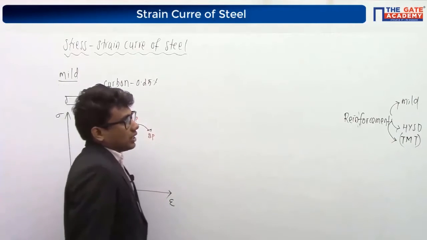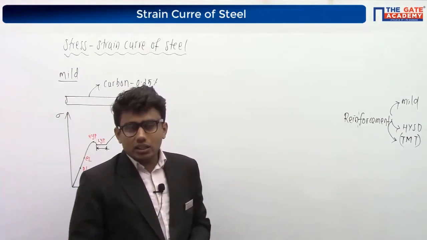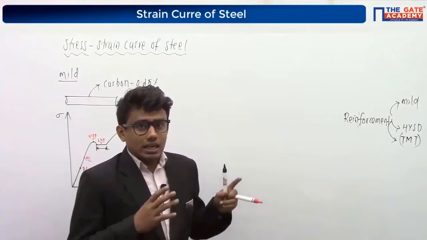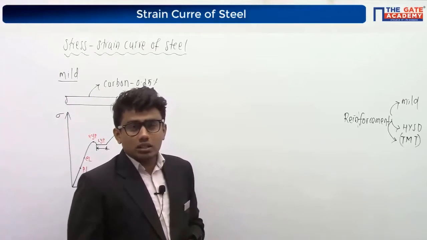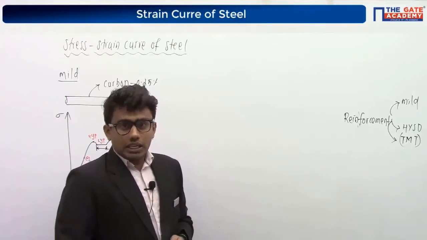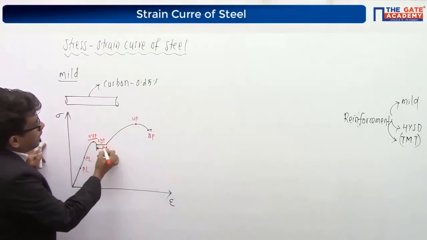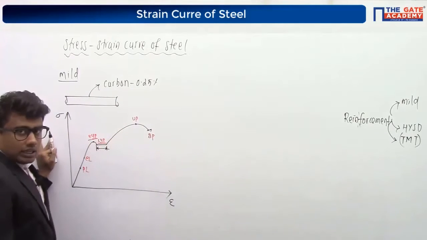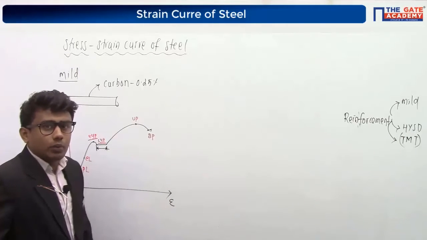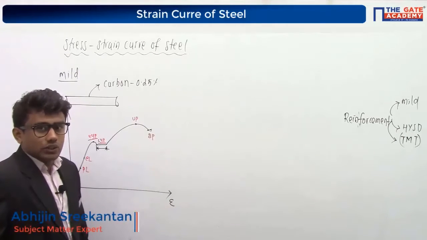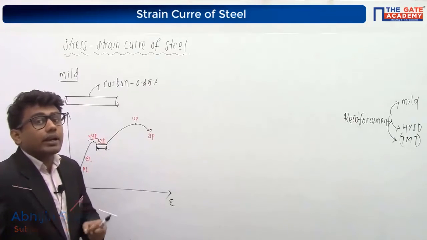And this classification, the different grades of the reinforcement, is based on the yield strength of the steel bar. Here we can see two yield points, upper yield point and lower yield point. Which one will I consider for the design? Will we consider the upper yield point or the lower yield point? Which yield point will I consider for the design? Exactly, we have to choose the lower yield point for the design.